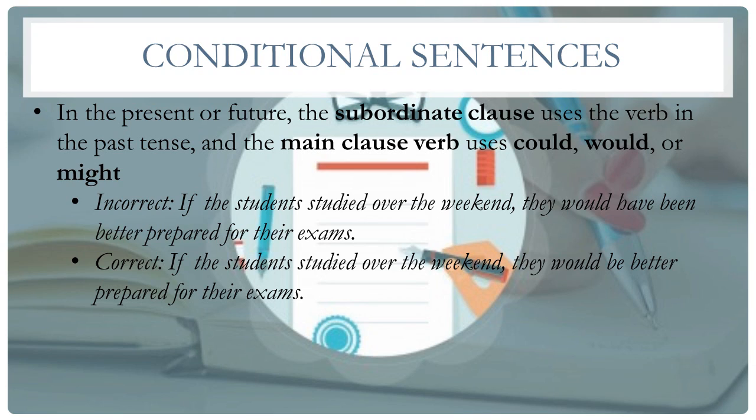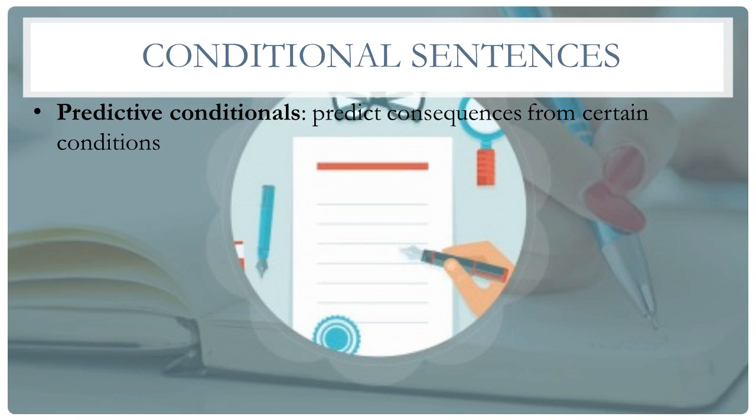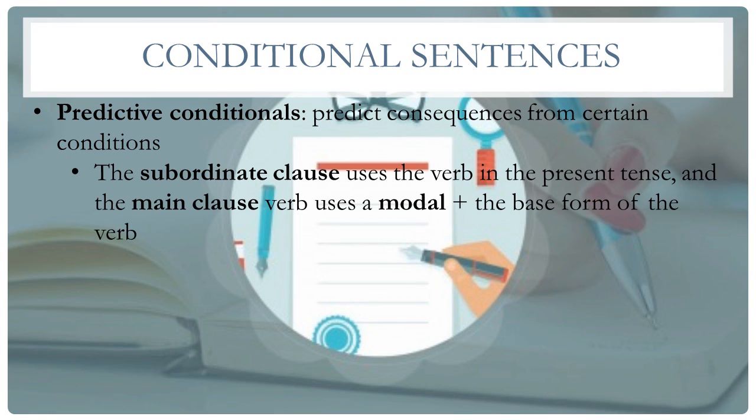The next condition is predictive conditions, which predict consequences from certain conditions. In these, the subordinate clause uses the verb in the present tense, and the main clause uses a modal plus the base form of the verb. And I'm sure you remember how to do the modal auxiliary verbs.